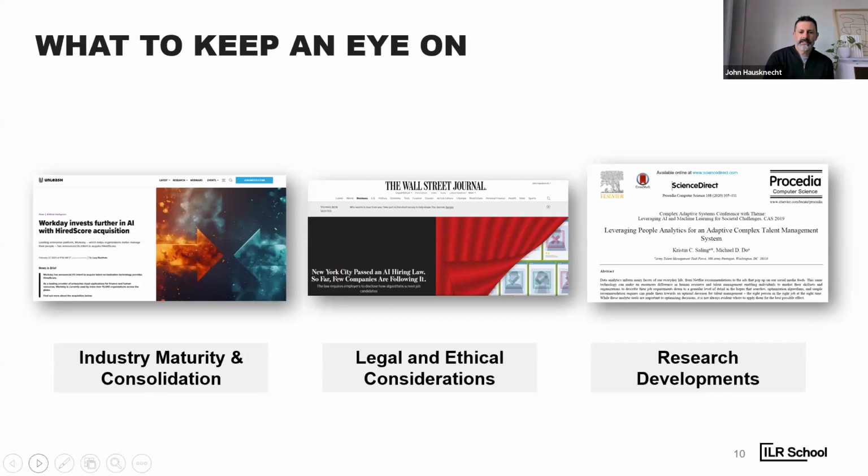A second main bucket is around the legal and ethical considerations, what I alluded to on the previous slide. I've highlighted here New York City's AI-based hiring law. It's one example of some early efforts from a legislation standpoint to regulate how companies are using AI, especially in the hiring process. But it's pretty clear that it's not just a legal consideration, but an ethical consideration.